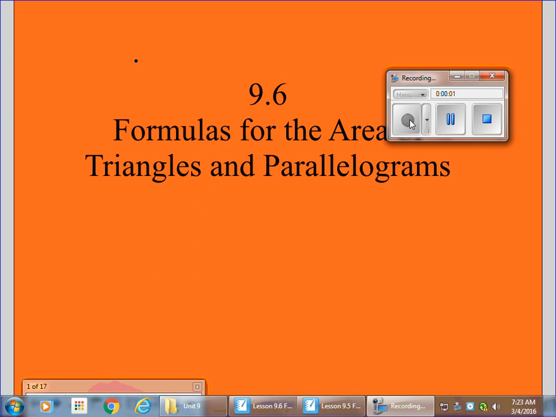Good evening, fifth graders. Tonight we're going to be working with the formulas for finding the area of a triangle and a parallelogram. Let's take a look at some practice problems here.